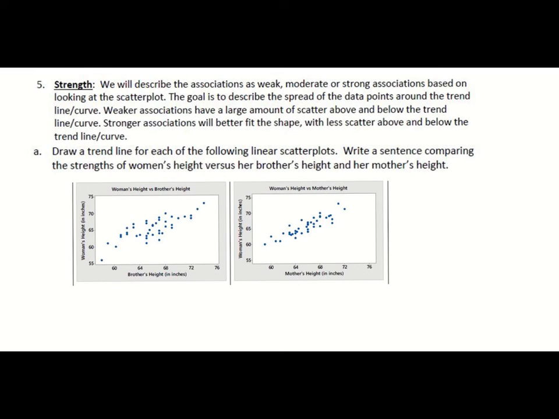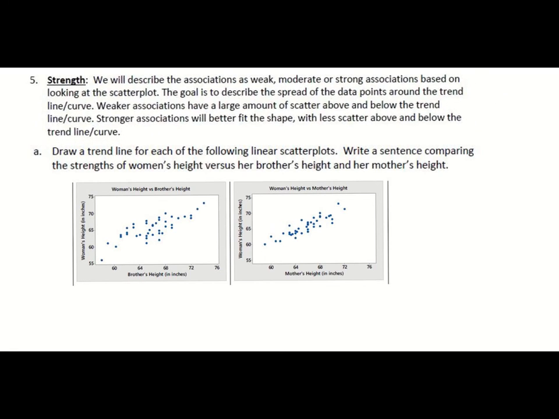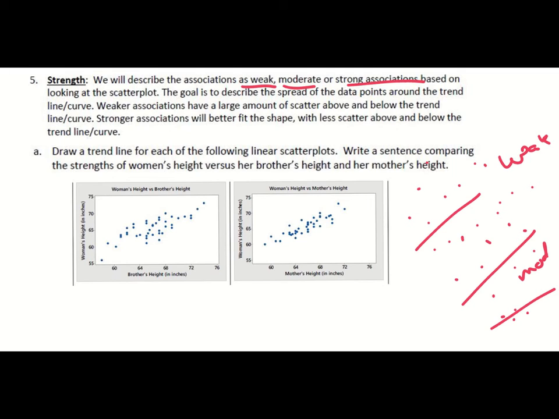Okay, next we're going to talk about the strength of your scatter plot. So we'll describe the associations as weak, moderate, or strong. Weak basically means that if I had a line, your scatter plot points are going to be separated far apart. So this is what weak would look like. They're basically all separated far apart. Moderate, they would be closer together. This is moderate.